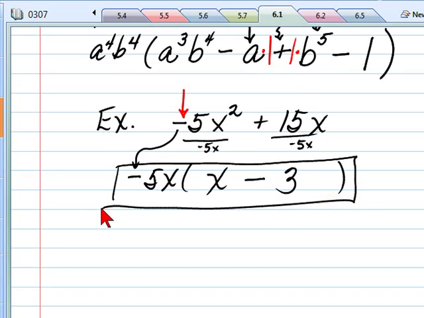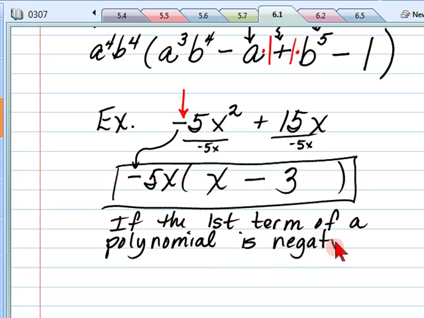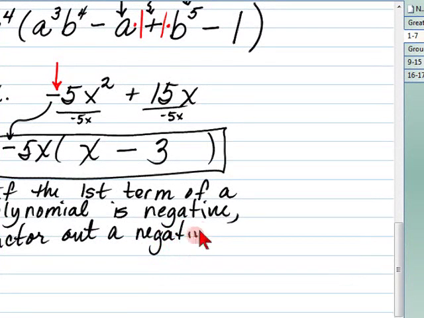So I'm going to write a little note. If the first term of a polynomial is negative, comma, factor out a negative GCF.